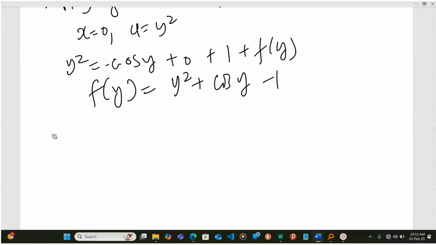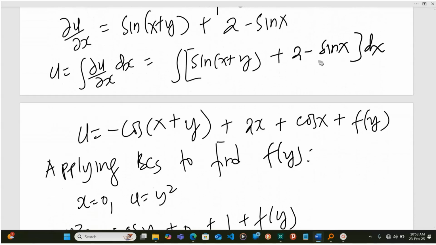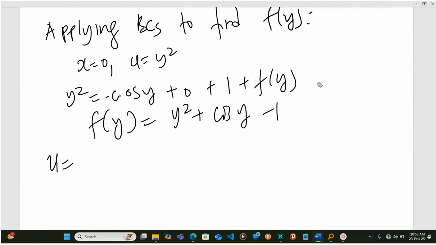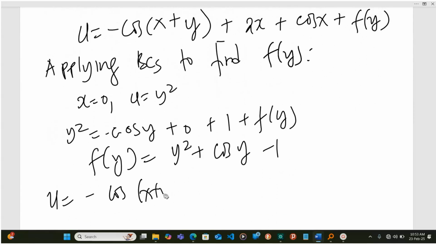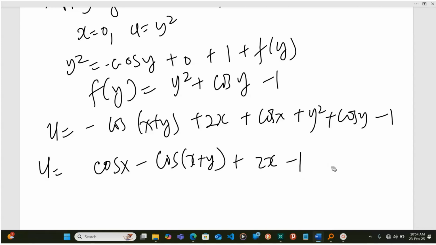So meaning we shall have u equivalent to, we just substitute in all that we have. So this becomes minus cos x plus y plus 2x plus cosine of x, then plus y squared plus cos y minus 1. Finally, u becomes, just rearranging this, cosine x minus cos x plus y, then plus 2x minus 1 plus y squared. Then obviously we'll have plus cos y.